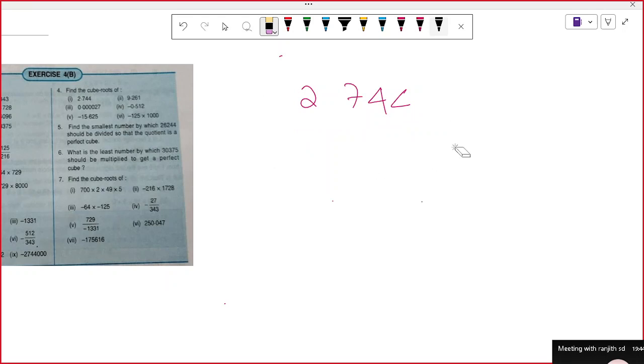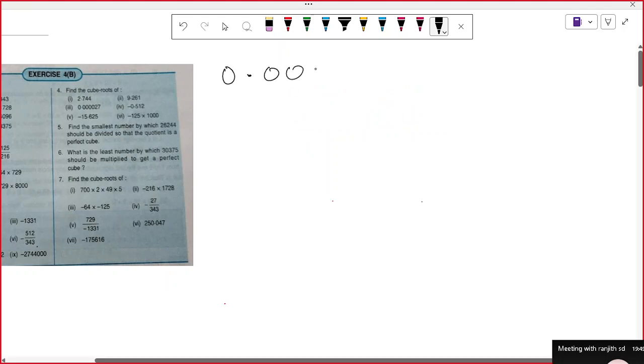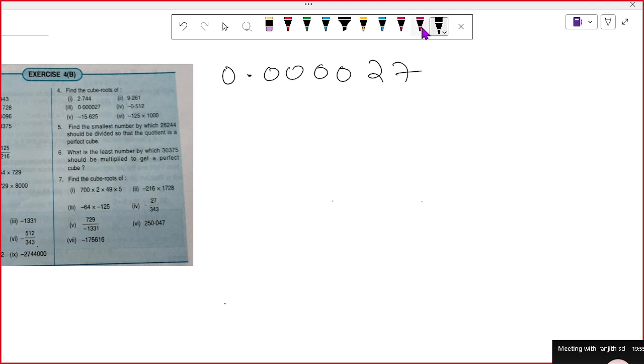Can you give me the direct answer for this? Is it possible? 3, sir. What about zeros then? What about the point? Almost correct. 3, but there is a point, right? So 0.03 is the answer. When you try to find the cube root, just forget about zeros.